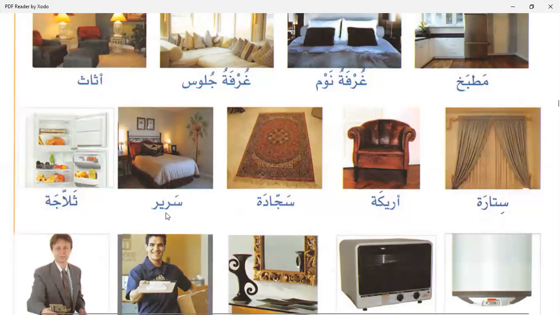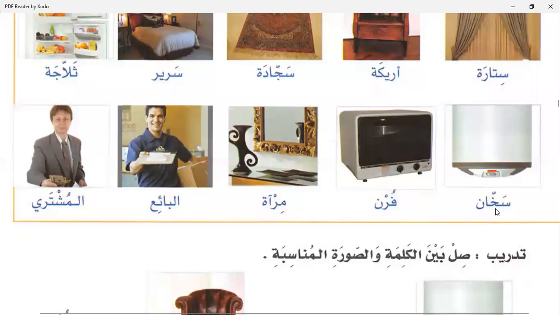Sarir means bed. Sarir, bed. Salajat, fridge. Sakhon, water heater. Okay. Furno, oven. Furno, oven. Next.